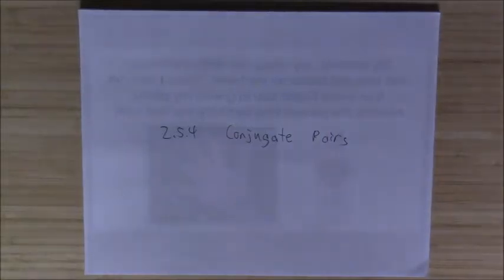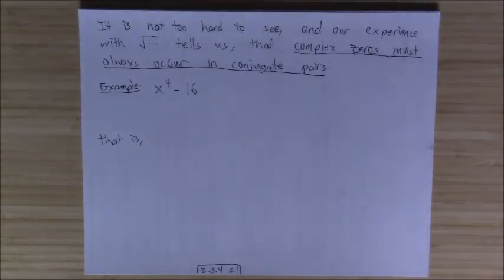In this video, we'll be talking about how to use conjugate pairs to help with finding zeros and factoring polynomial equations and functions. It's not too hard to see, and our experience with the square root has told us that complex zeros must always occur in conjugate pairs. The reason for this is sort of simple.